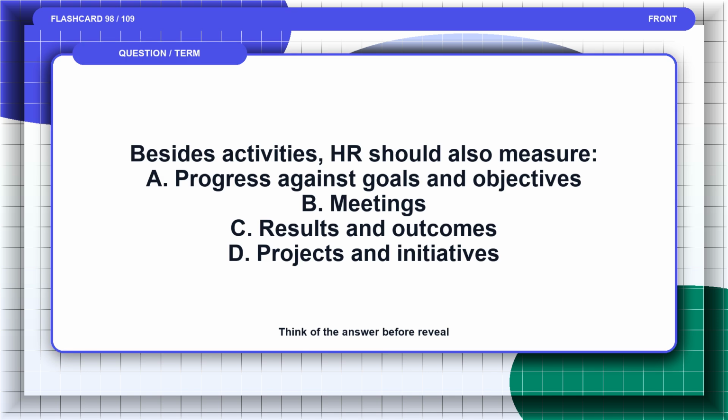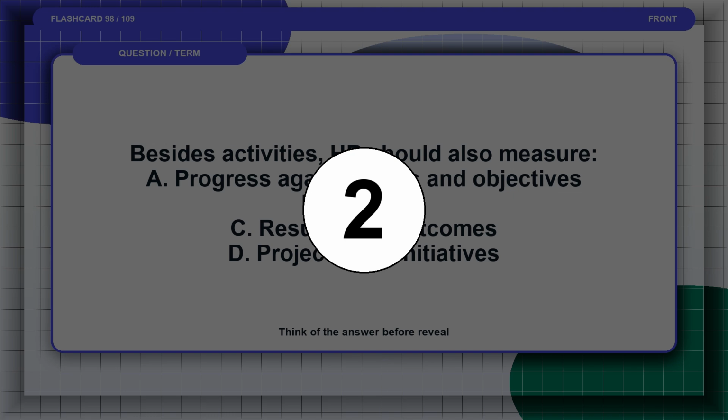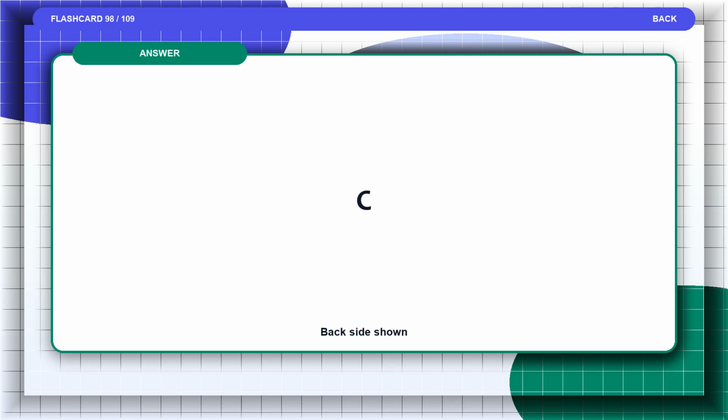Flashcard 98. Besides activities, HR should also measure A, progress against goals and objectives. B, meetings. C, results and outcomes. D, projects and initiatives. Pause and think of the answer before the reveal. The answer is A.